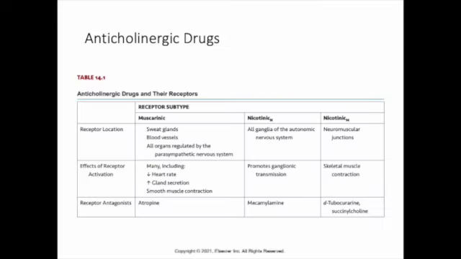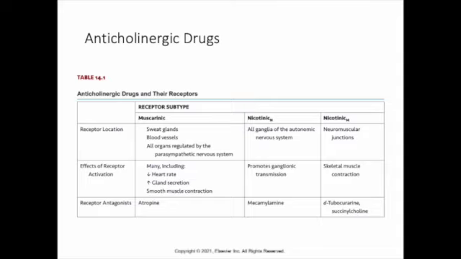So here is the chart that I was talking about, and you can see with the receptor subtypes under muscarinic, these are going to activate and block sweat glands, blood vessels, and any organ that's regulated by the parasympathetic nervous system. And because we're talking about the muscarinic antagonists, we are blocking these things from occurring.